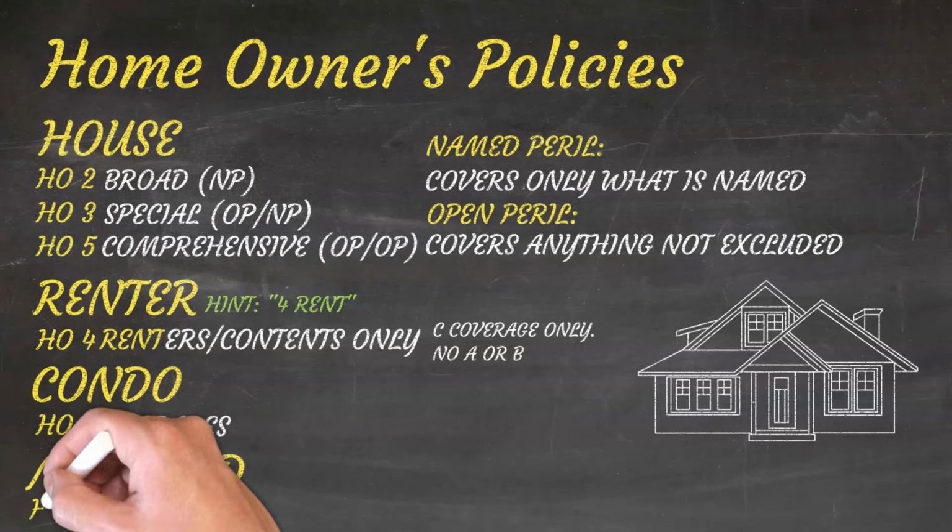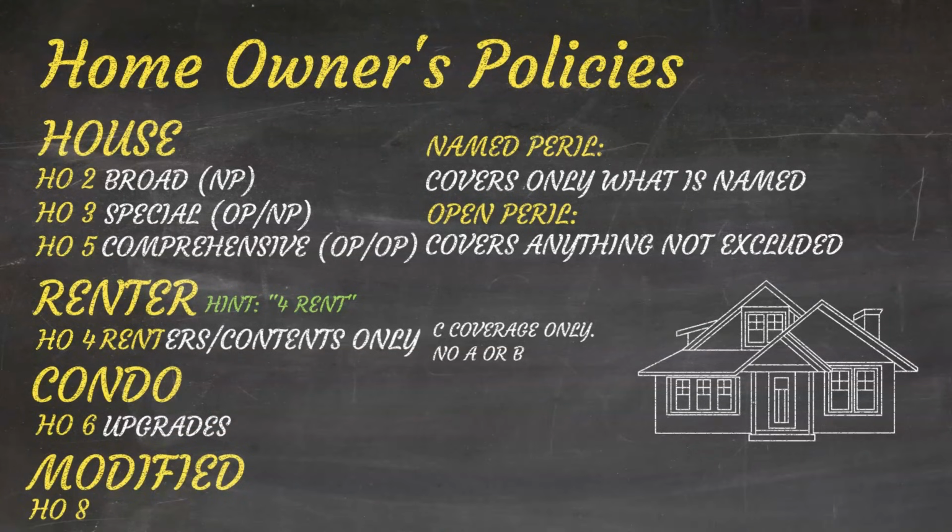The last one is an HO8, and it is known as modified. The reason that it's modified is because it's covering an old house. And I don't mean an old house built in the 1920s and restored. I mean built in the 20s and never updated, an outdated old house, not restored. It's not to say that every HO8 is an old house like that, but typically a lot of them are. The main thing with an HO8 is that the market value is less than rebuilt.